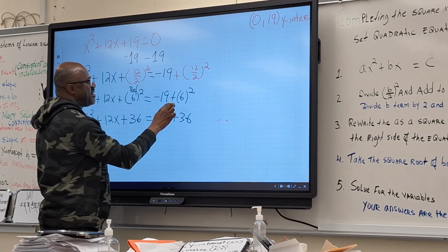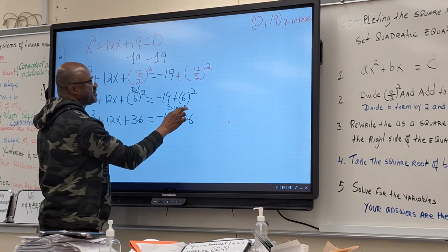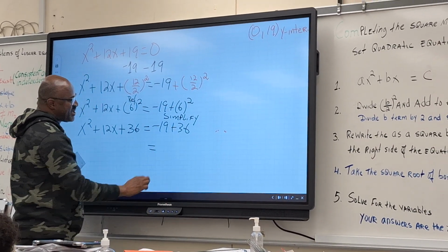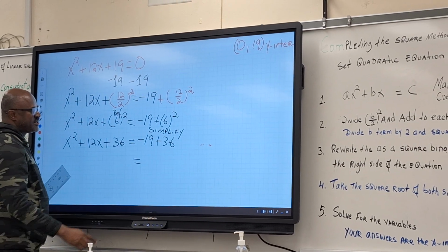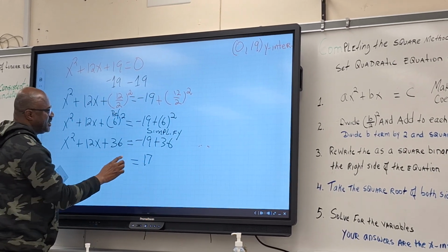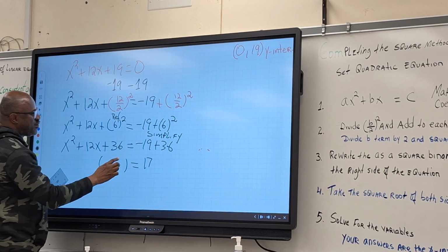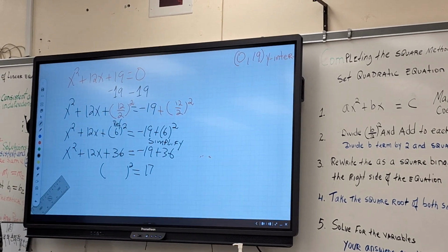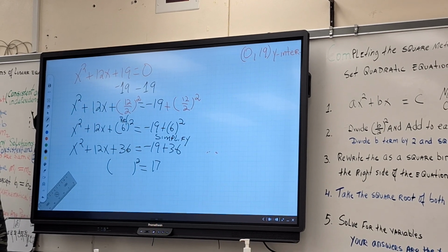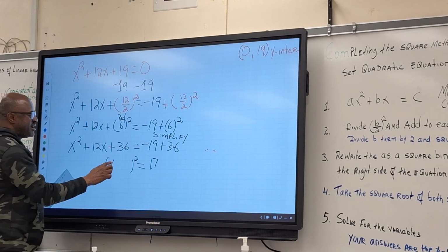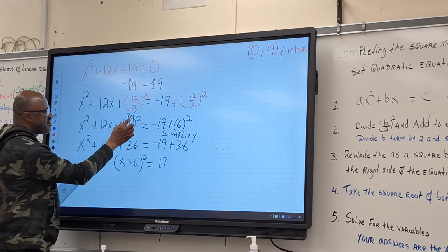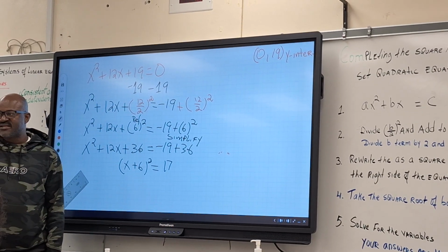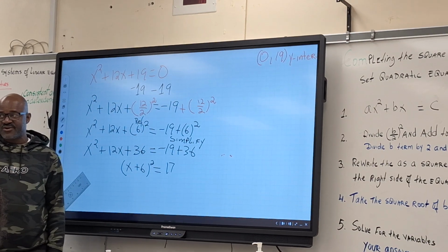This you have to combine or simplify. When you simplify that, what do you get? 17. And you write the left side as a squared binomial. And the question is, what goes inside the parentheses? x plus 6. Exactly. Remember that we keep that as our reference. That's what always goes inside the parentheses. So far so good? Yeah.